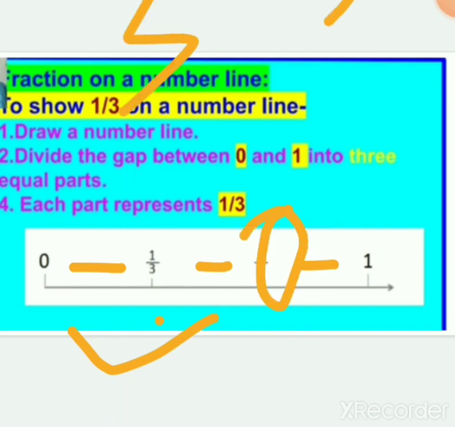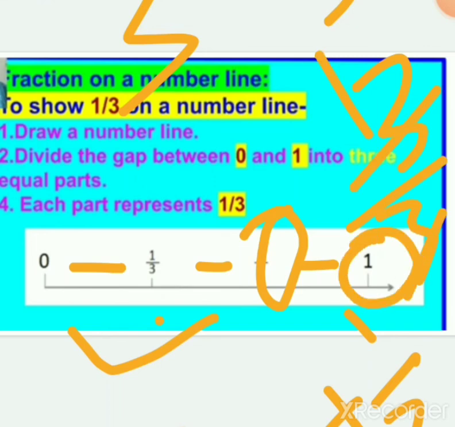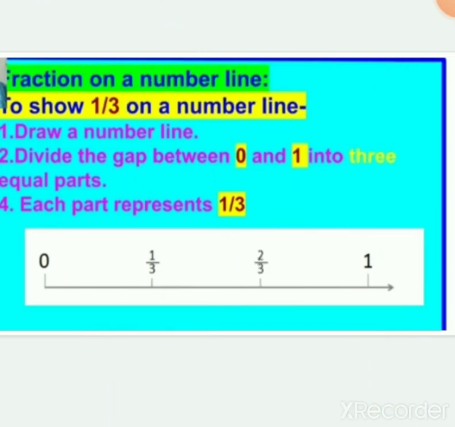It will be 2/3. Again add 1/3 to 2/3. It will be 3 by 3. So 3 by 3 will become 1. So that's why 1 is here. Okay. So how to represent 1/3? Taking the gap of 1/3 between 0 and 1.